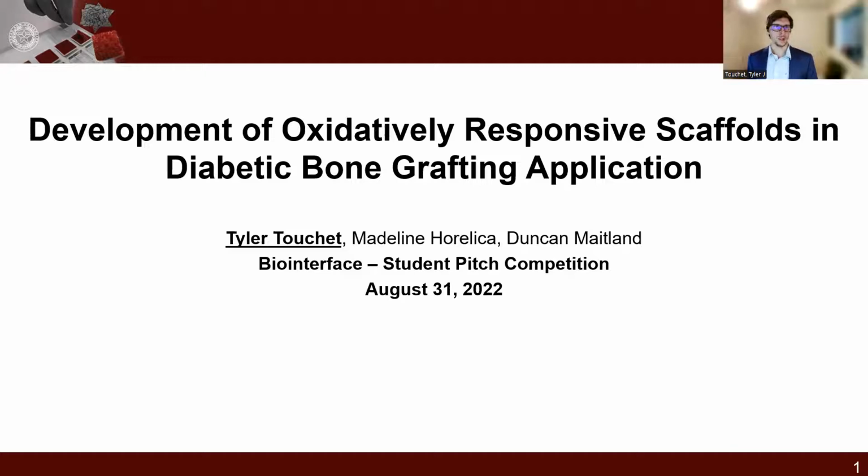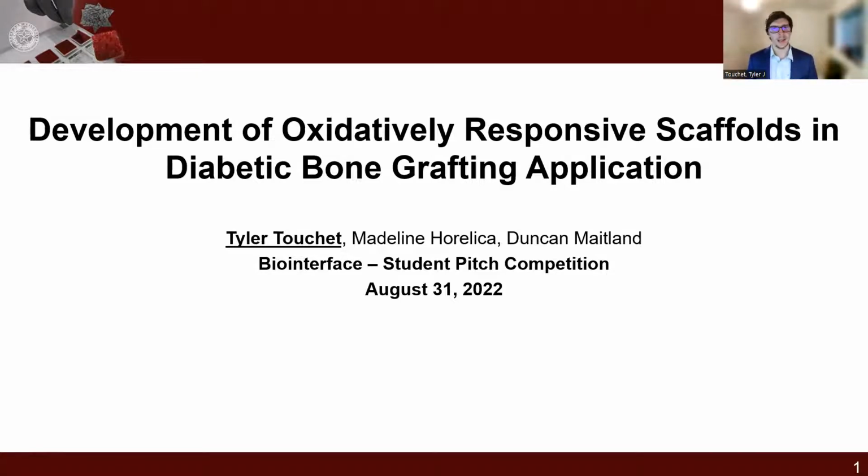My name is Touchet, and I'm excited to talk to you about the development of oxidatively responsive scaffolds in diabetic bone grafting applications. This work is really motivated by the fact that diabetics have a limited healing capacity due to a high level of reactive oxygen species in the intercellular and extracellular space. These are molecules like hydrogen peroxide that promote more bone resorption than they do bone formation.